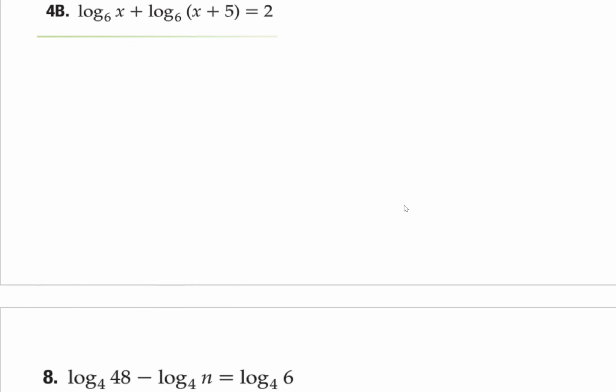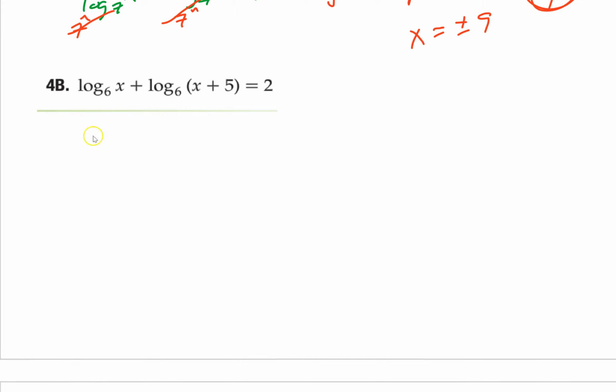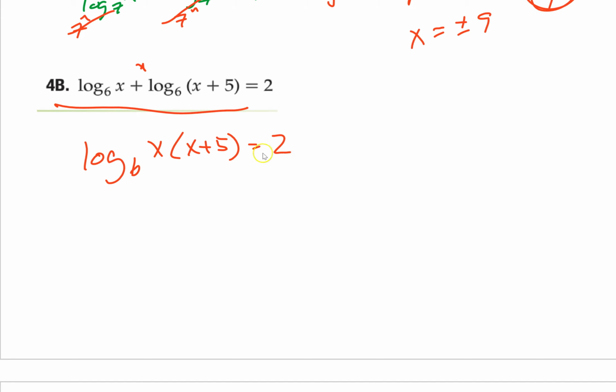Next one. Same concept. Right? So now over here it's just a 2. I can't do anything there. But this side, plus means multiplication. So log 6 x times x plus 5 equals 2. Right? Condense it first. And now I only have one log on either side. So now I could do what we always do. Take the base of both sides. That's how you get rid of logs. That's how you solve log problems.